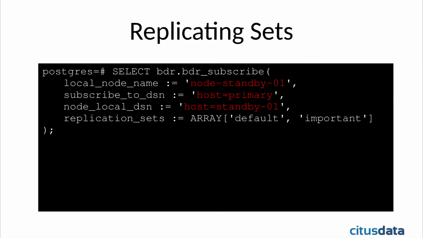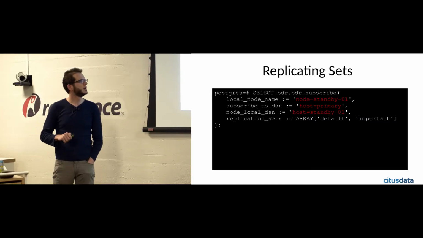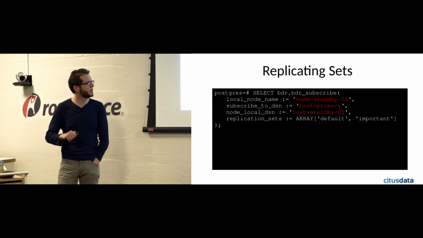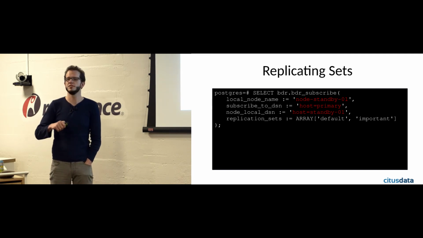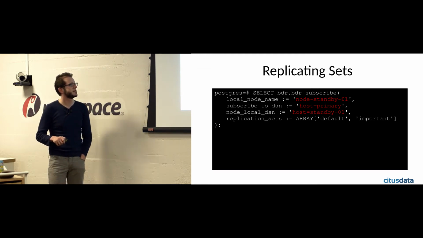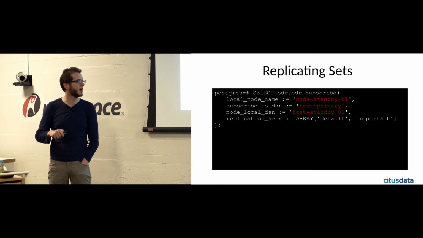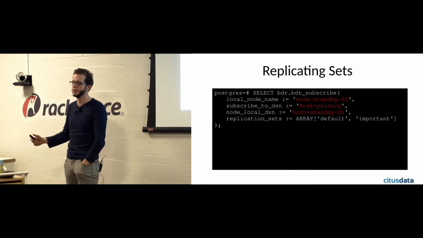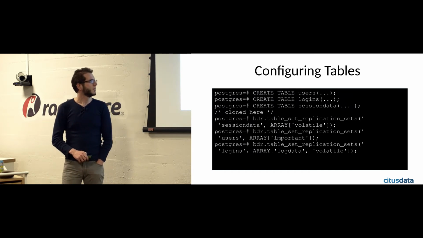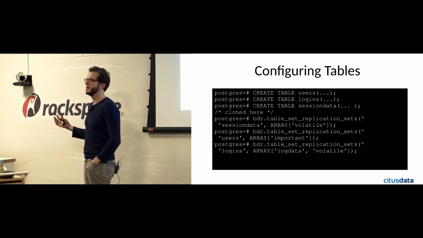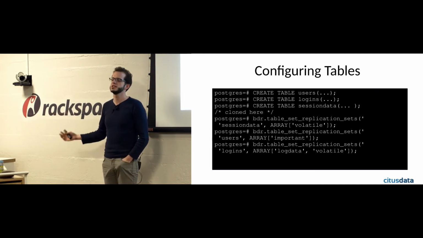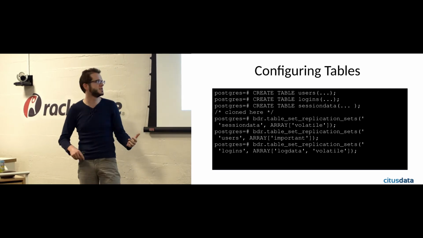How can you use them? What you do is, when subscribing to the other node, you have another parameter, and you can say, I'm subscribing to the replication sets default, which means every non-configured table and all the important tables. And it will replicate all changes to tables that are either in the default set or in the important set or in both. That's fine. They can overlap. But so far we have no table. All tables are in the default replication set, so we have to associate tables with replication sets.